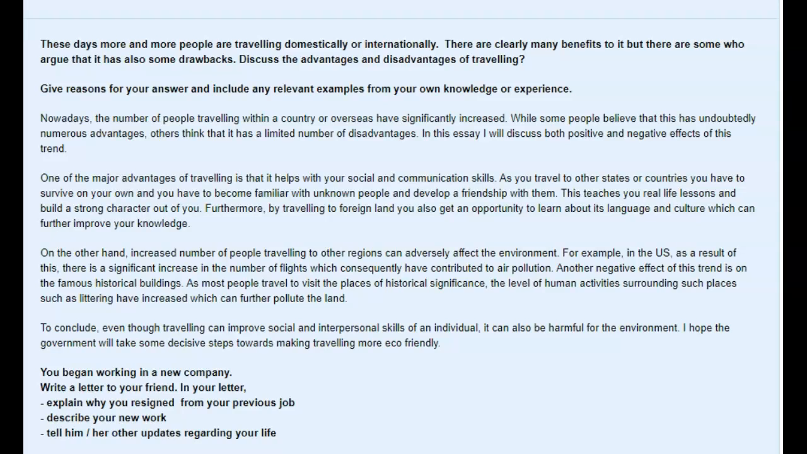Nowadays, the number of people traveling within a country or overseas has significantly increased. While some people believe this has undoubtedly numerous advantages, others think that it has a limited number of disadvantages. In this essay, I will discuss both positive and negative effects of this trend.